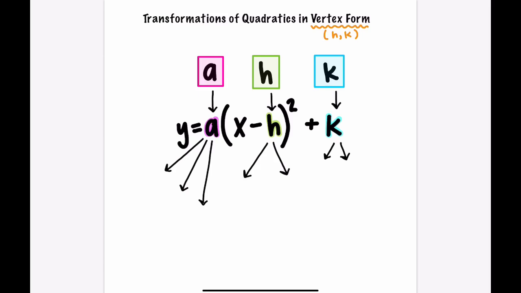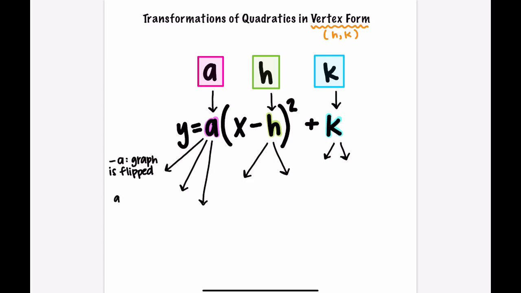So starting with the a value, whatever number the a is, it can be a negative number. So if the a value is negative, then the graph is flipped upside down. Then the number itself, regardless of the positive or negative, can either be bigger than 1 or it can be less than 1.